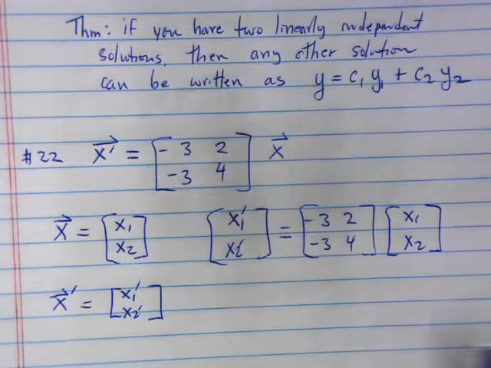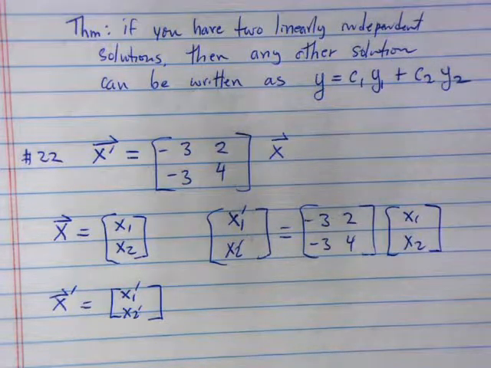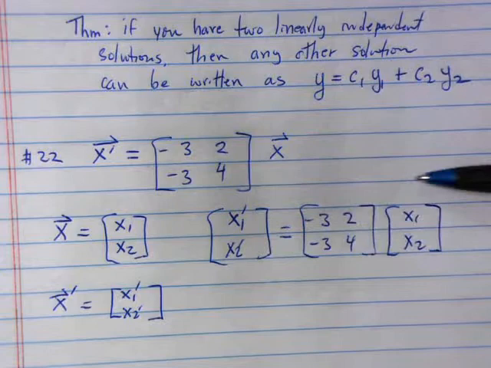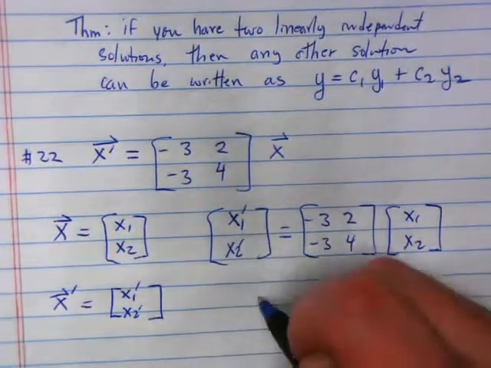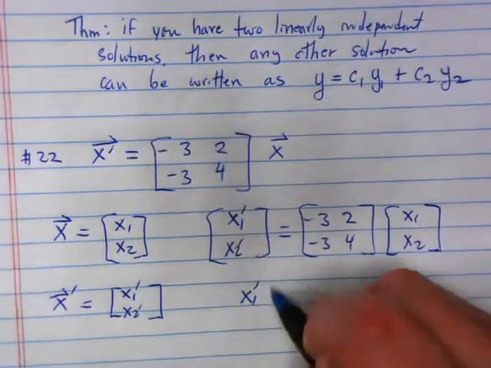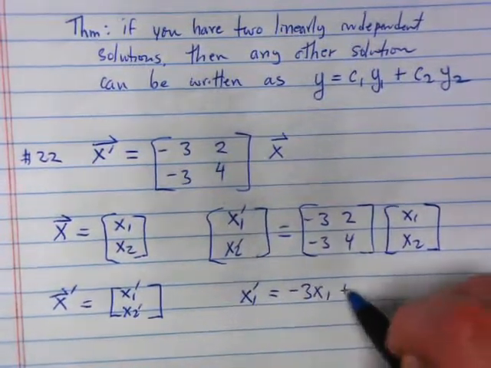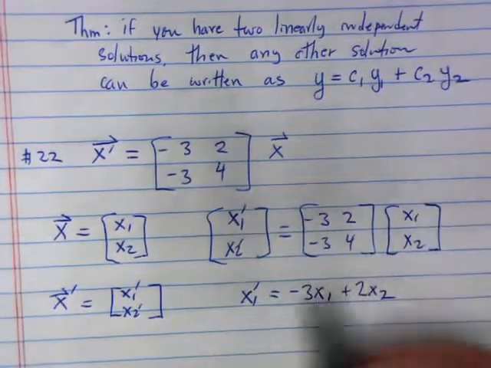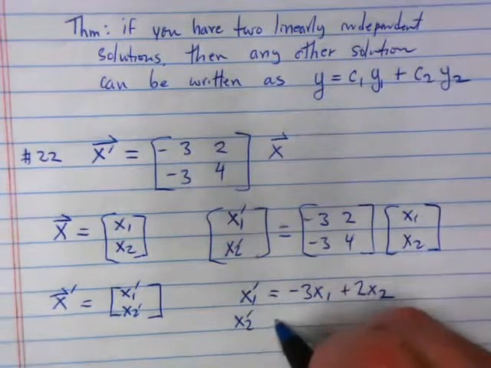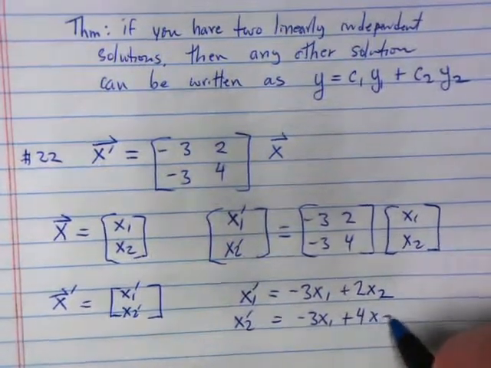But over here on the right-hand side, how do you multiply two matrices? You go across and down. So this is just a fancy way of writing the system of equations. x1 prime equals -3x1 plus 2x2. And the second equation, I go across and down. I'm going to have x2 prime equals -3x1 plus 4x2.